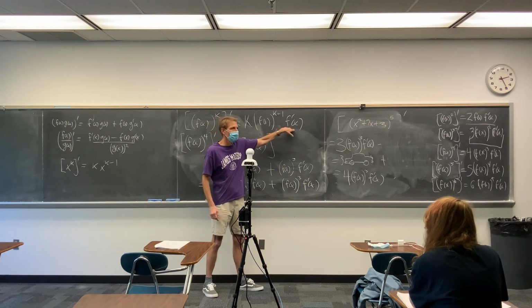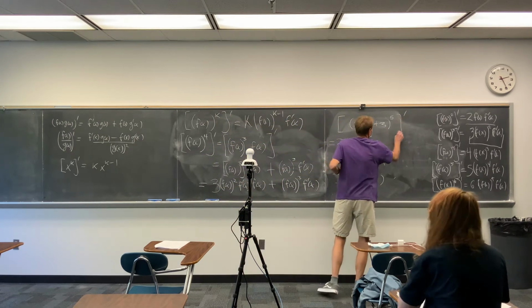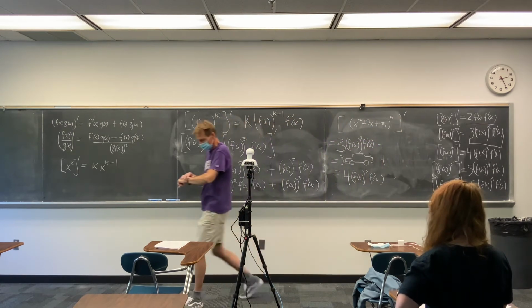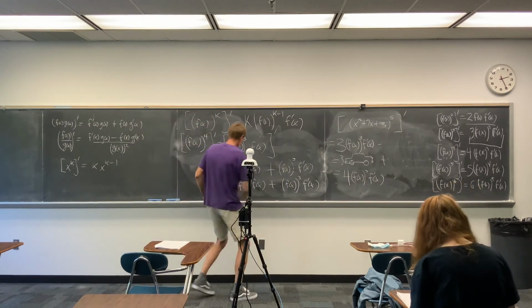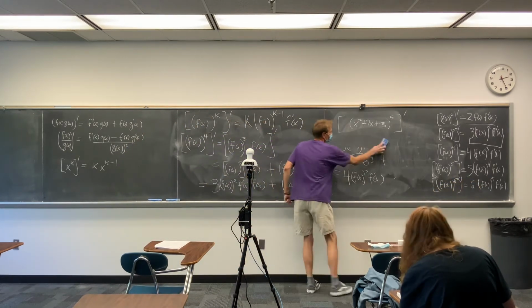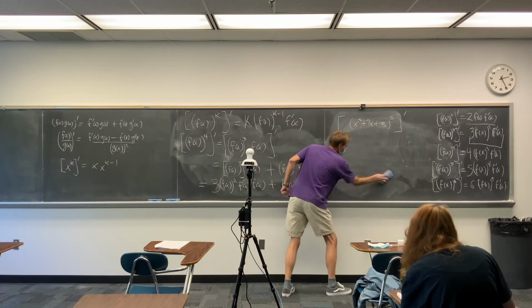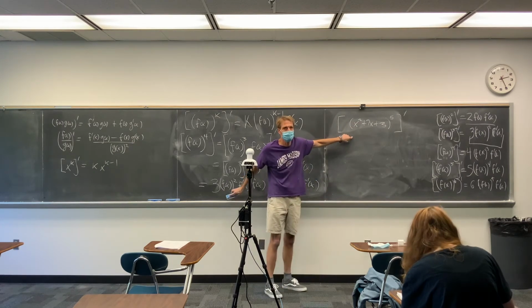And that's where the f prime, the chain reaction part, comes out: that f prime of x. Now, let's use that new rule to try to take the derivative of something that looks like this.